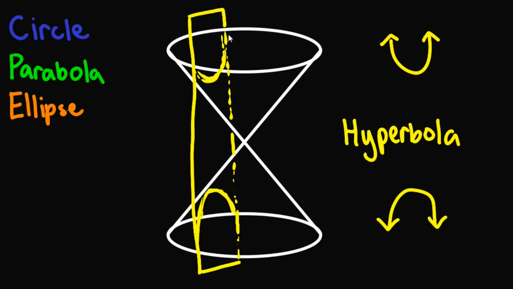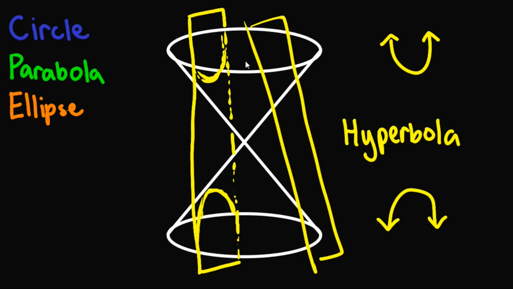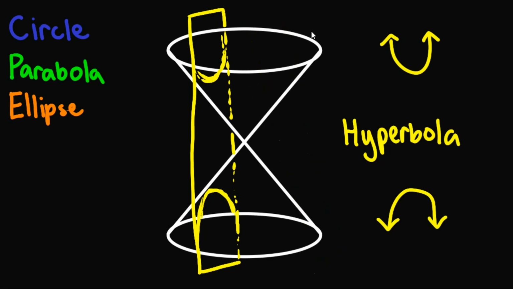Also take note here that the cutting is not necessarily vertical. It can be a bit slanted, as long as it hits the two cones that we have. So let's write that one down, hyperbola. And so we have obtained the four major conic sections.